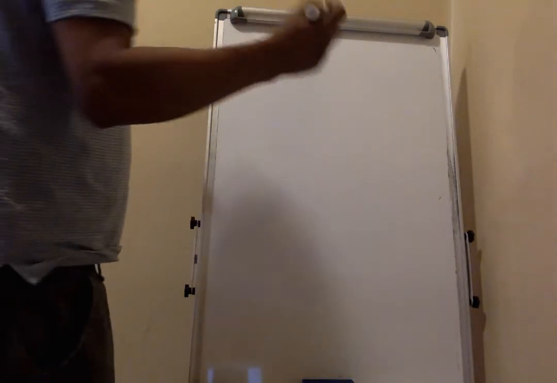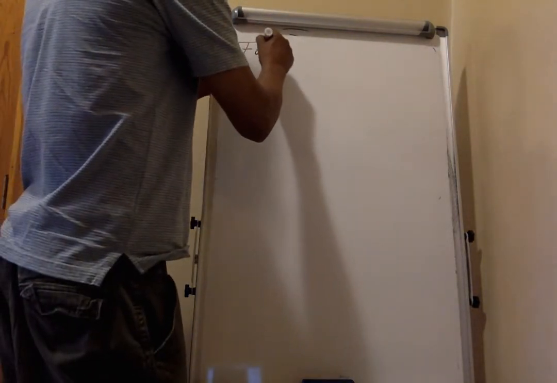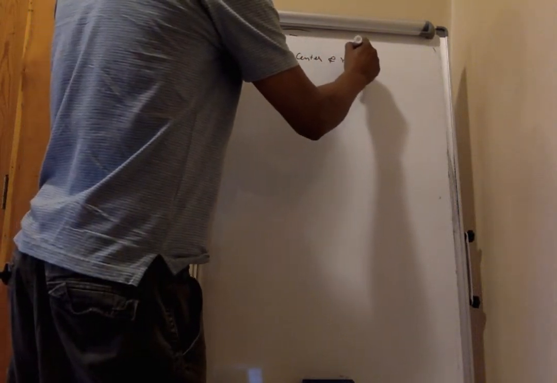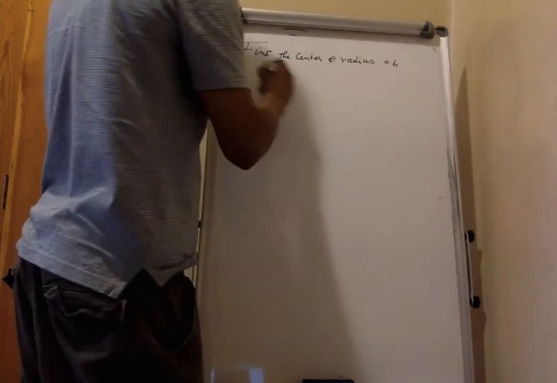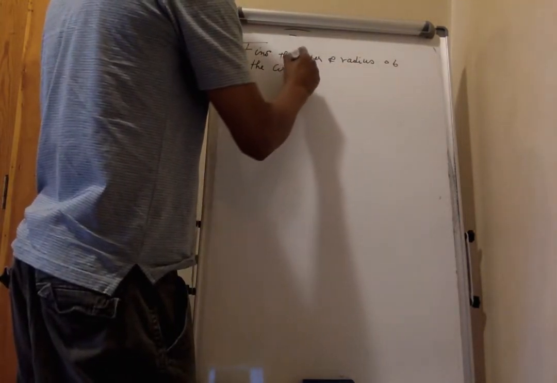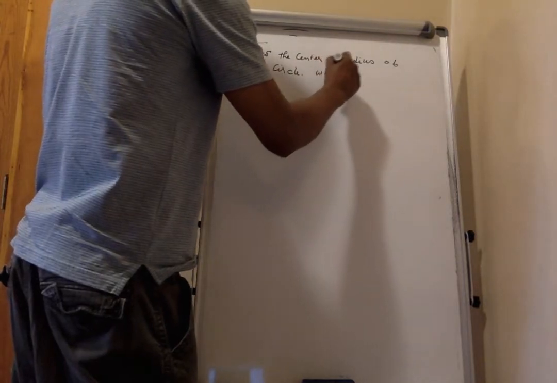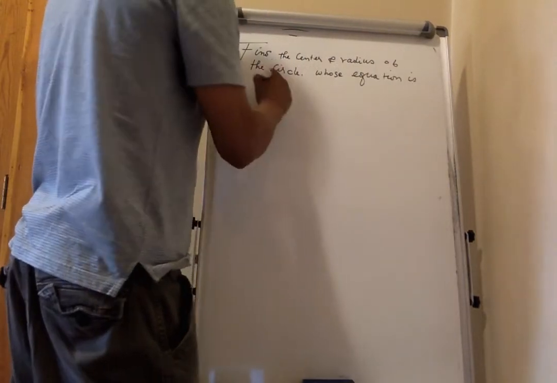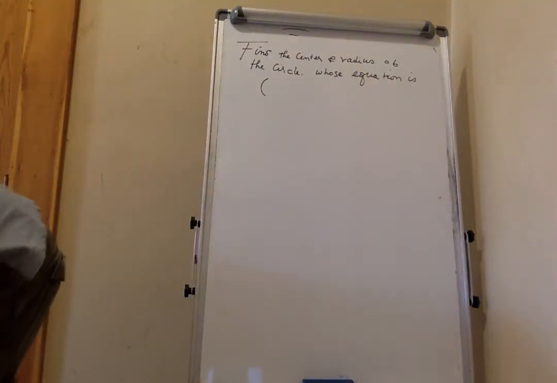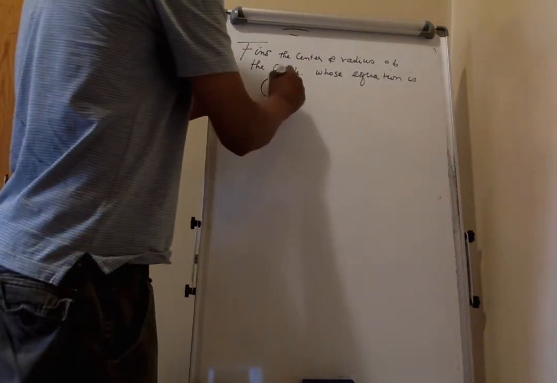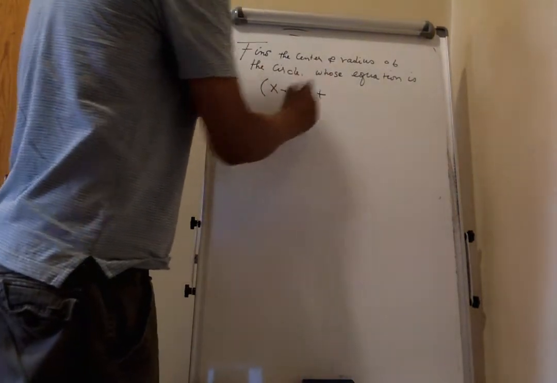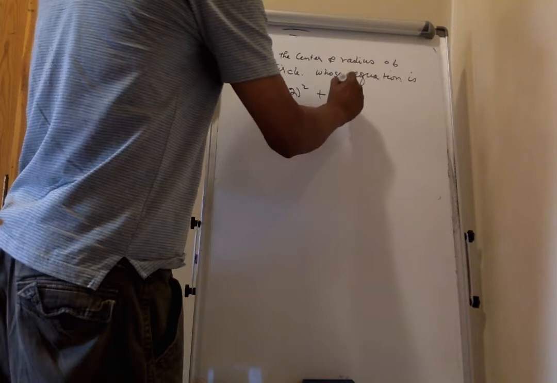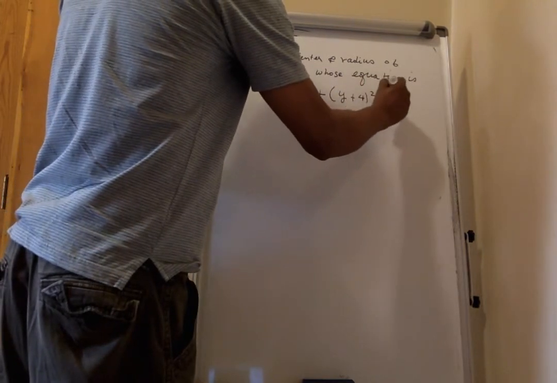Now, the reverse is not that difficult. So you are asked to find the center and radius of the circle whose equation is, let's say, x minus 2 squared plus y plus 4 squared is equal to 9.